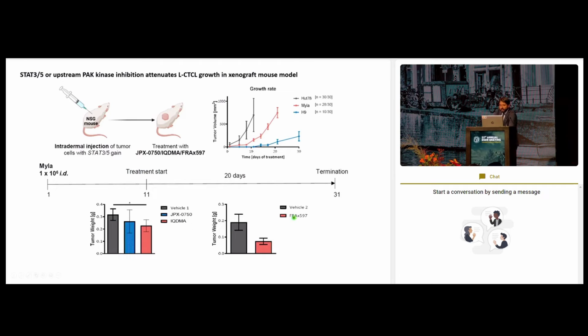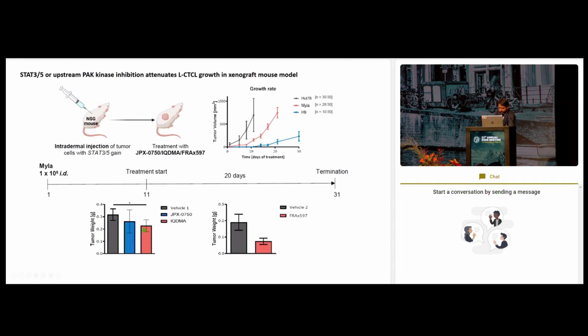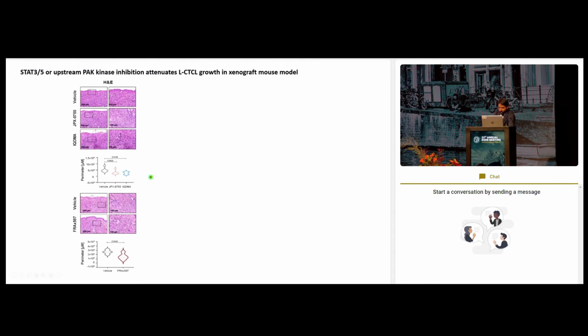Then we established our mouse model, where we took NSG mice and injected the CTCL cell lines into the mice, measured their tumor growth, and then checked how the drugs work on them. And here you can see that indeed these drugs work quite nicely in reducing the tumor growth.